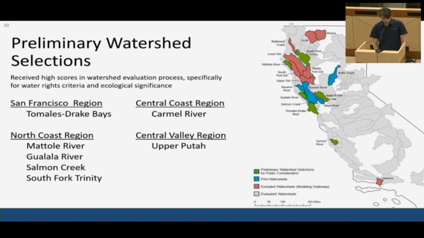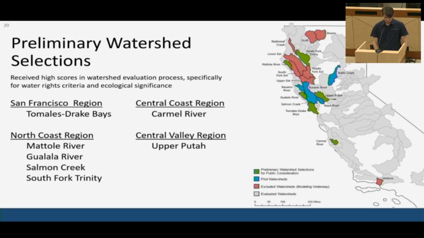I won't go into all of them, but for 2 of the watersheds, here are a few details about them. The Tamales-Drakes Bay is located in the San Francisco Bay region. It received high scores for ecological criteria. It also contains the Lagunitas Creek and Walker Creek. Those are sub-watersheds that were nominated by the SF Bay Regional Board and CDFW due to critical dry conditions within the streams.